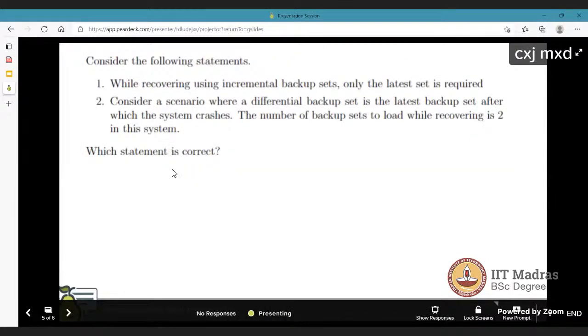You have to write the number of correct statements. The first statement says, while recovering using incremental backup sets, only the latest set is required. Then, considering a scenario where a differential backup set is the latest backup set, after which the system crashes, the number of backup sets to load while recovering is 2 in this system. So we'll wait for some time for all of your responses.